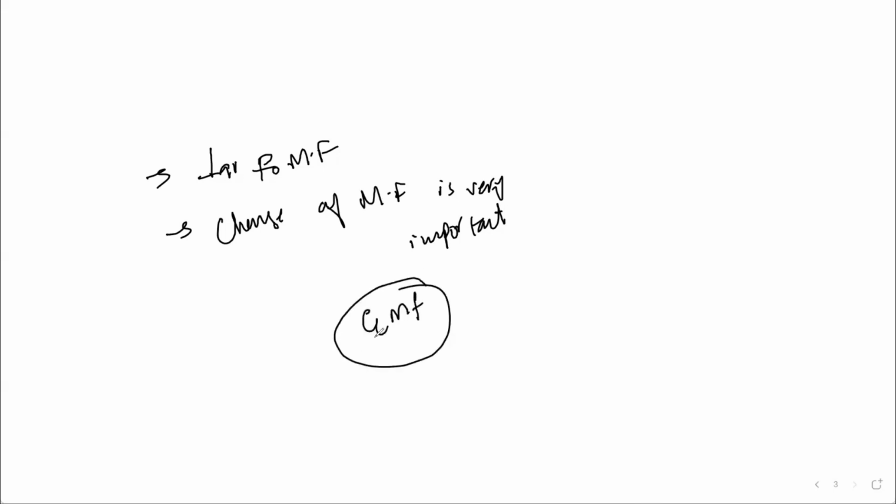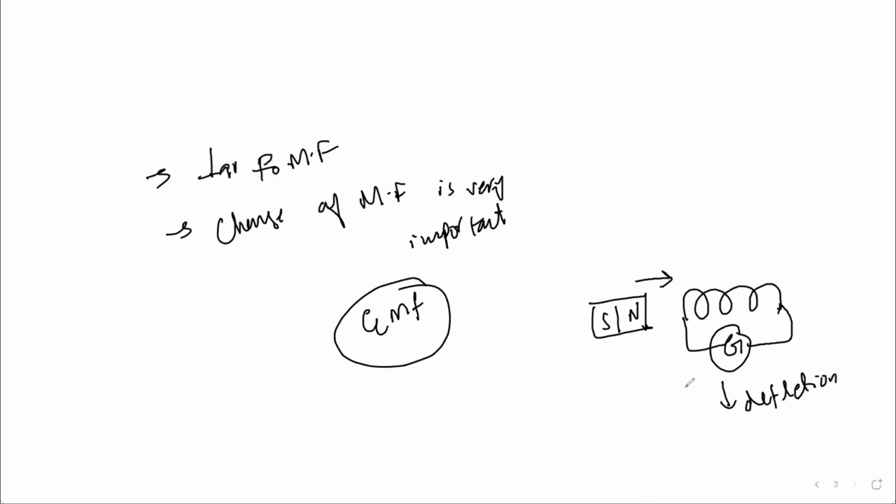What is the second point? Change of magnetic field lines across the coil is very important. If the number of field lines passing through the coil is changing continuously, we'll have EMF. Otherwise, no. If we discuss a general model, this is a coil attached to a galvanometer. When I am moving the magnet towards the coil, the galvanometer will show deflection, but only as long as the magnet is moving towards it or away from it. As long as there is relative motion between the coil and the magnet, we will see deflection.